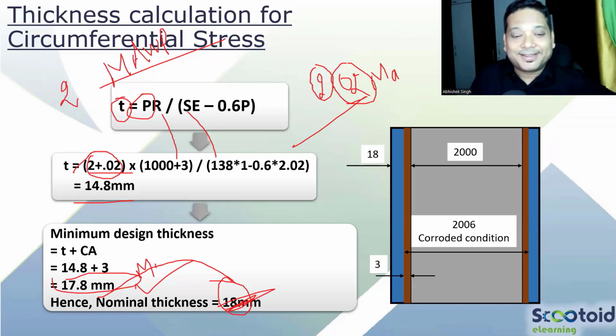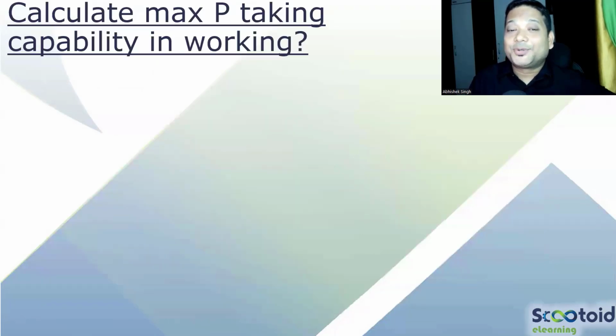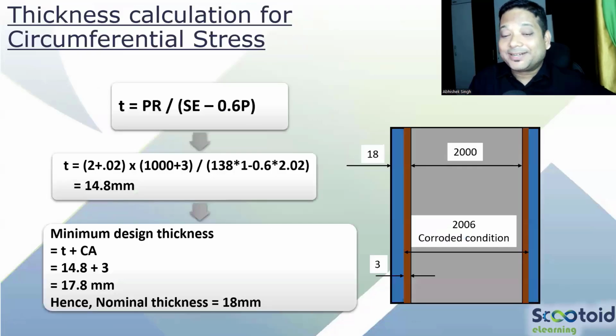Very clear? Okay. So now let us calculate in this case. Now we got 18 mm as the thickness. If I tell you to calculate the maximum pressure taking capability, you don't take 17.8. Now you take 18, put that here and give me. So if you are taking 18 mm as a nominal, you have to calculate MAWP.